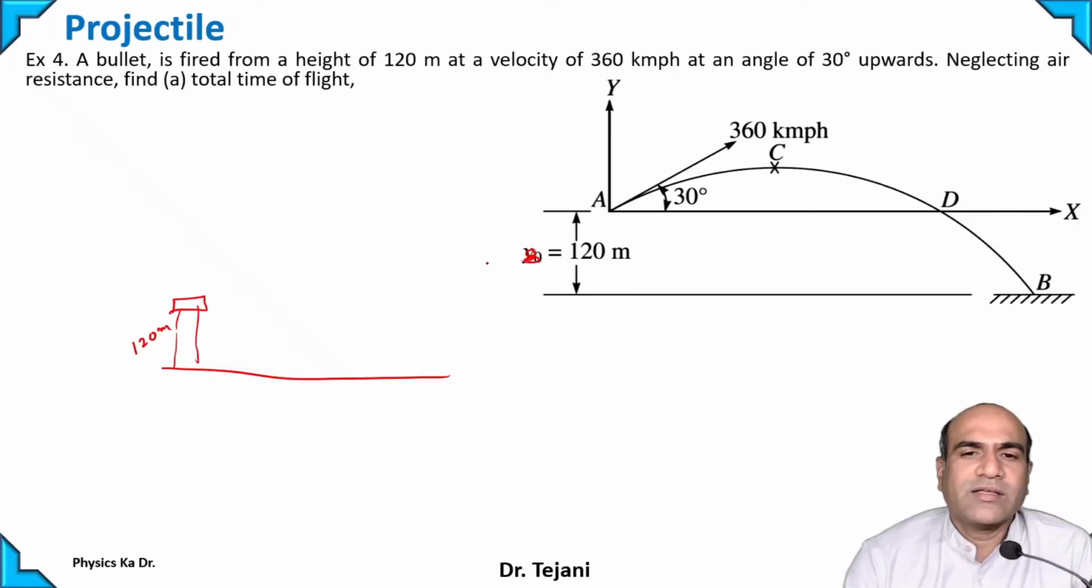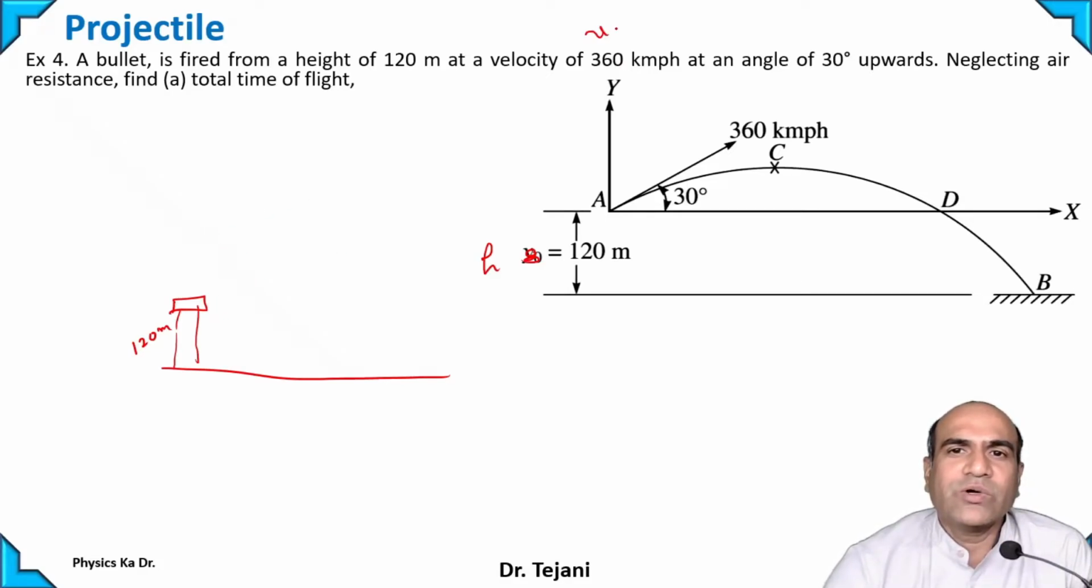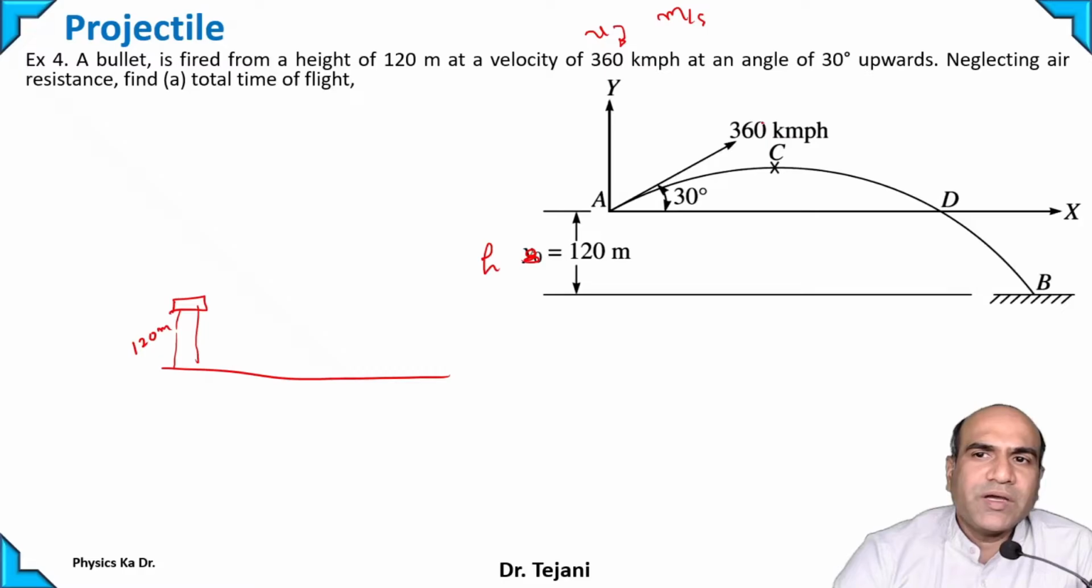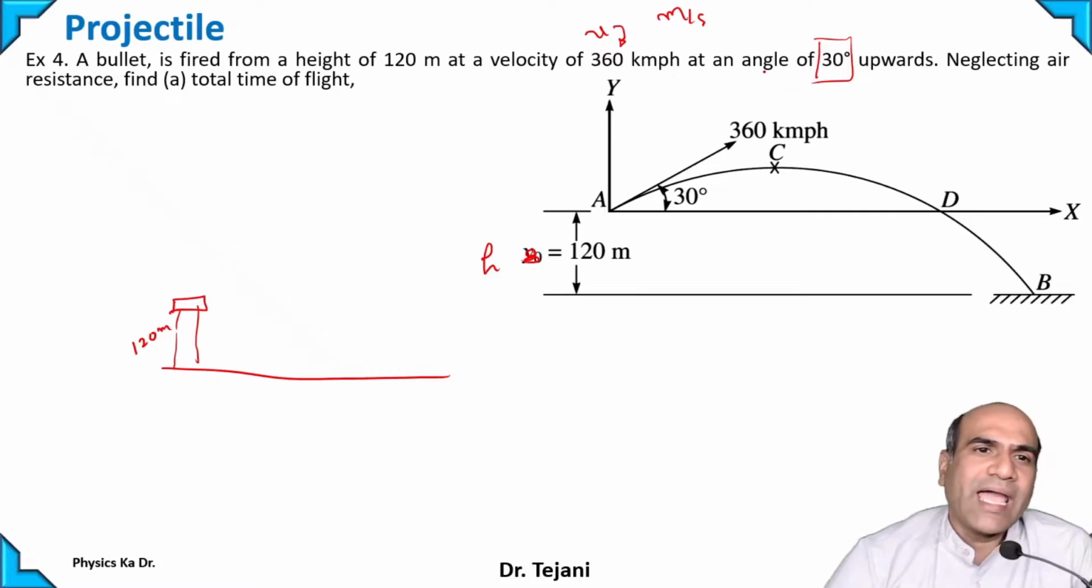So we can take this as h height, 120 meters, and with an initial velocity given as u kilometer per hour. So you need to convert this into meter per second. That is required, but that may not be required also. I'll read the full question and then you decide. 30 degrees upward. See, 30 degrees is very favorite here. Again and again, in the fourth example, we got 30 degrees. Neglecting air resistance. If it is not mentioned, we will neglect air resistance. So find the total time of flight.